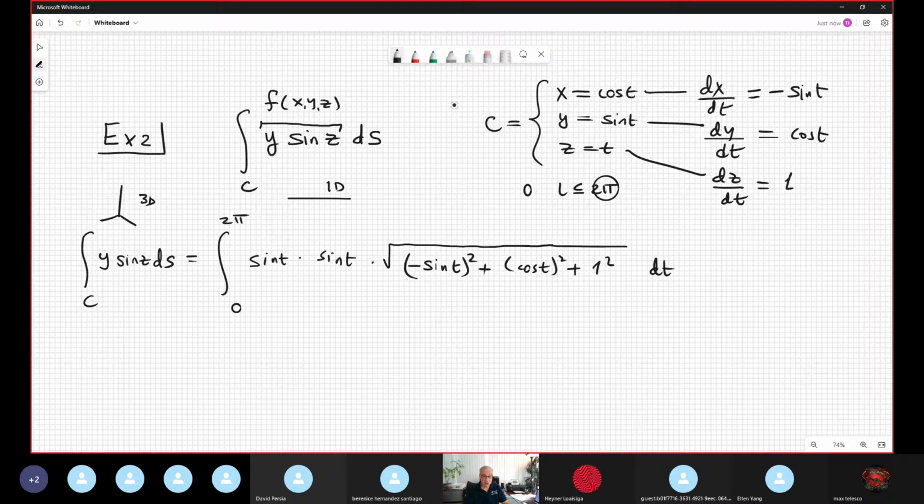Well, negative sine square is positive. And sine plus cosine is 1, and 1 plus 1 is 2. So basically, my integral is reduced to 0 to pi. This is sine square t. And everything here is radical 2. If radical 2 is a constant, I put it outside again. Okay, easy, easy.